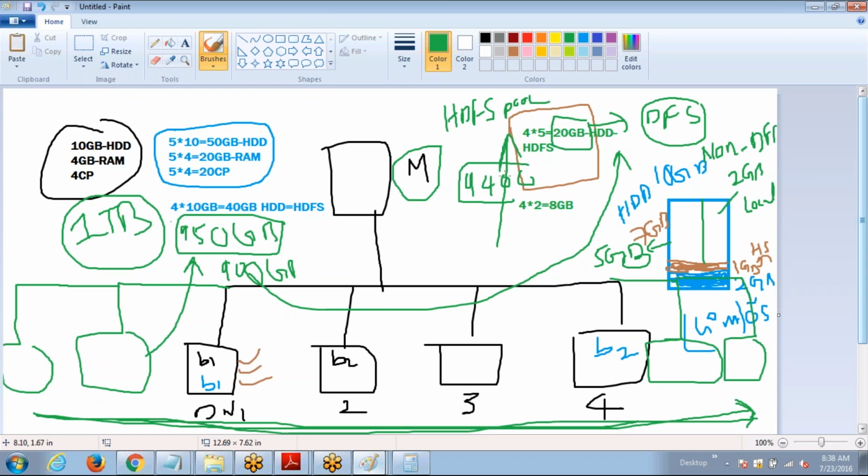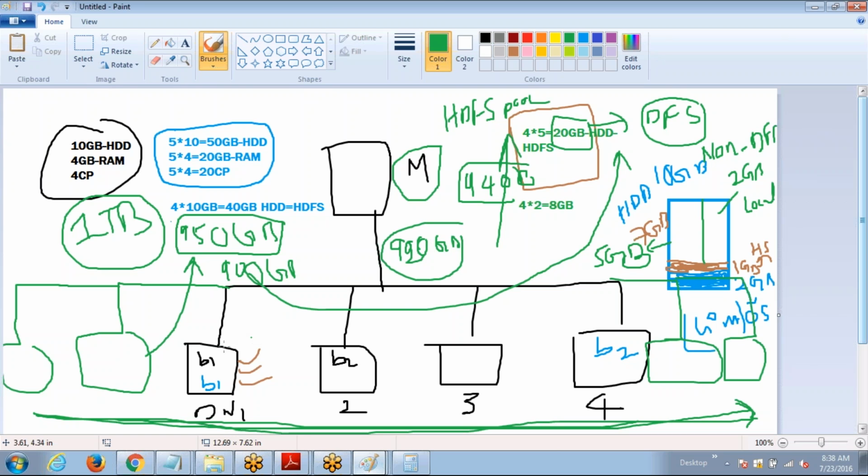Only 940. Okay, 940 GB. Only 900 GB of space came out of a single computer. From the remaining 4 computers, you got only 5 out of each computer. Okay, I'm sorry, not 40, 20. 20 plus 900, 920 GB. 920 GB of your HDFS pool became.